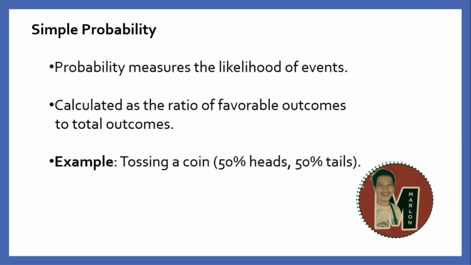For example, tossing a coin: 50% heads and 50% tails. A simple example of probability where each flip of a fair coin has two possible outcomes, heads or tails, with a 50% chance for each. For example, tossing a coin and predicting heads, the probability is equal to 1/2.